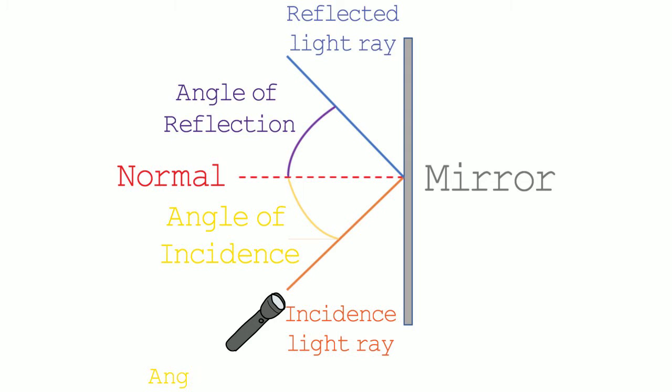So the light ray hits the mirror and then it is reflected off at the same angle relative to the normal. So if the angle of incidence was 60 degrees, the angle of reflection will also be 60 degrees. If the angle of incidence was 40 degrees, the angle of reflection will also be 40 degrees. So now let's have a look at ray diagrams.